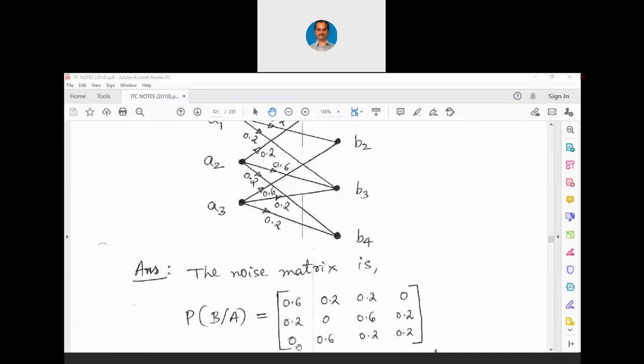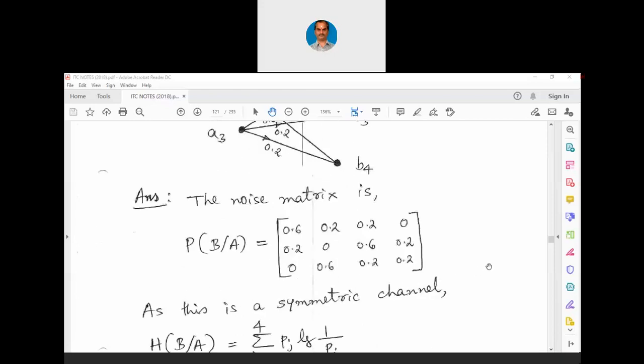Okay. But here, again 0.6 plus 0.2, 0.8, the row elements all will yield to unity, whereas the column elements will not yield to unity as such. You can see that it is only 0.6 plus 0.2, 0.8 for the first two columns. For the third column, it is 0.6 plus 0.2 plus 0.2, that is 1. For the last column, it is 0.2 plus 0.2, 0.4. So this is a slightly different type of channel. But as per our definition, it is still a uniform channel because only the row elements are common here. That is what was our definition.